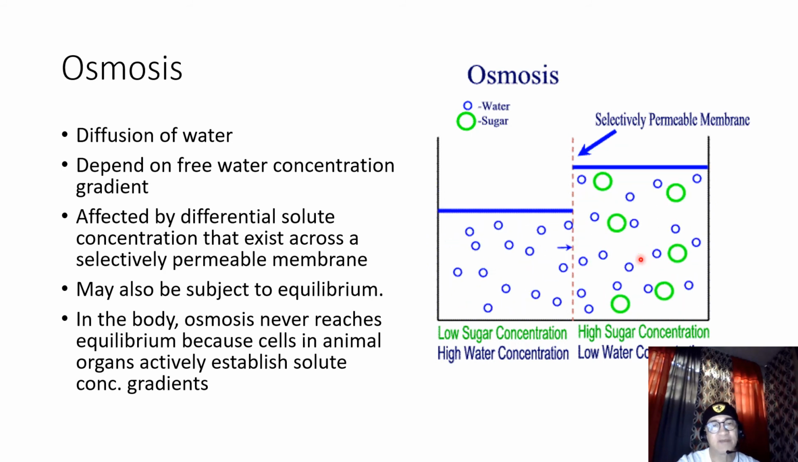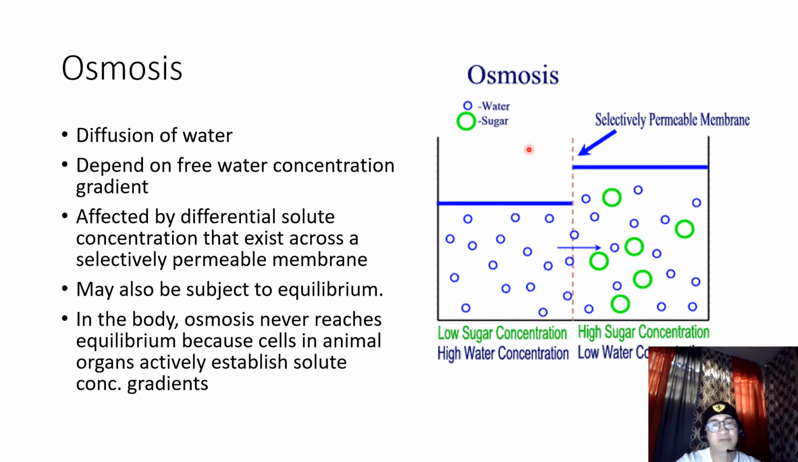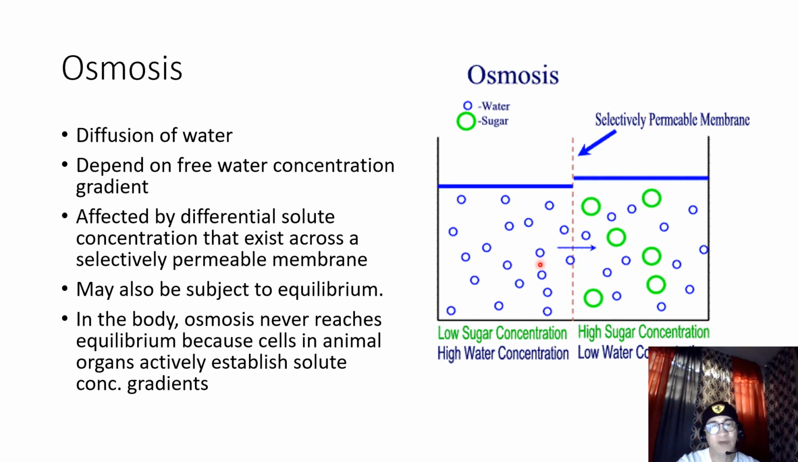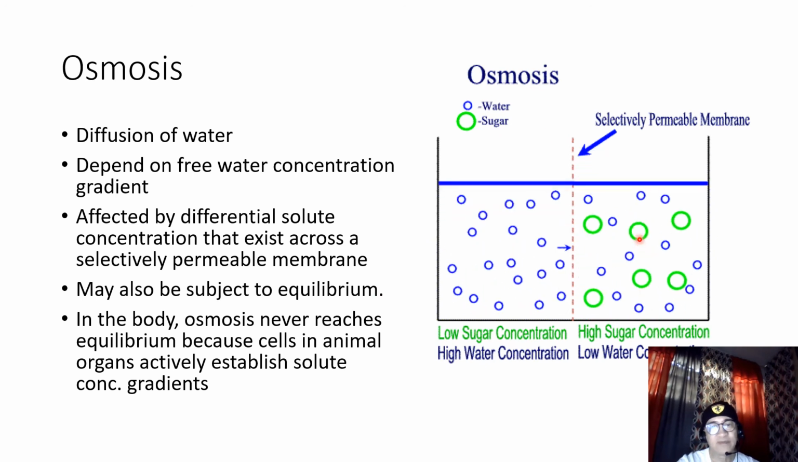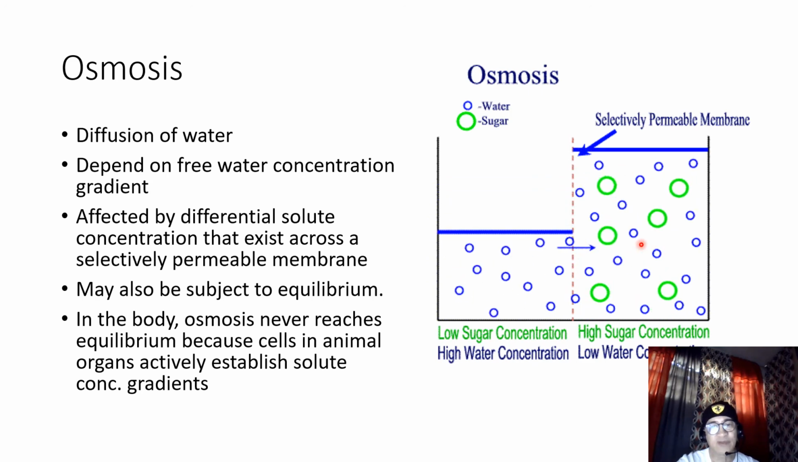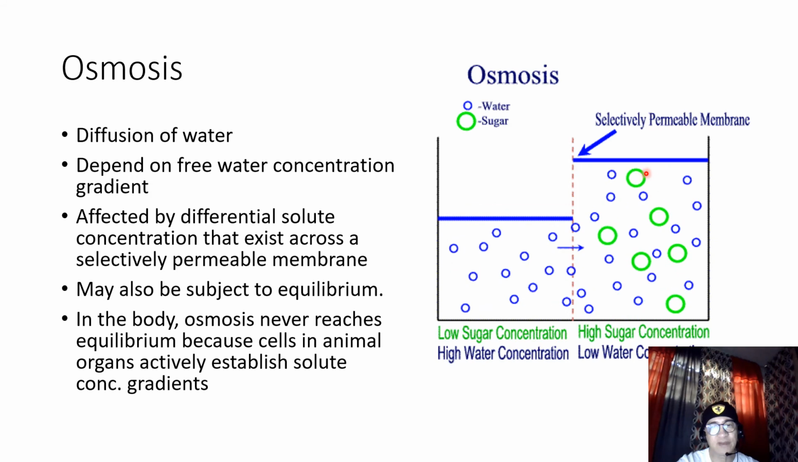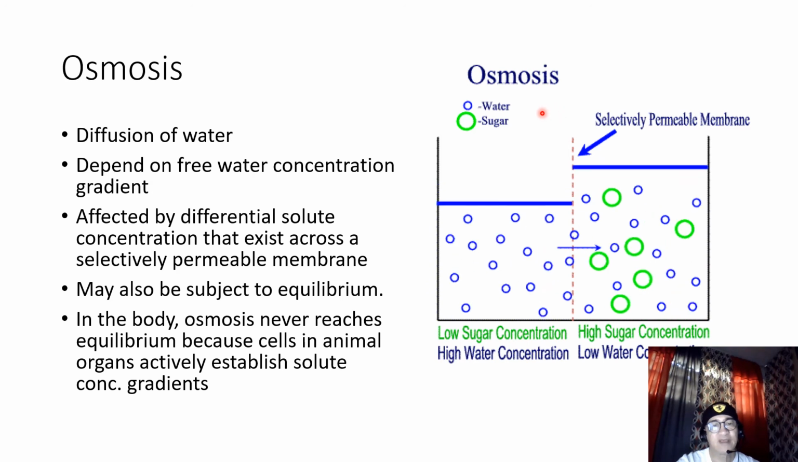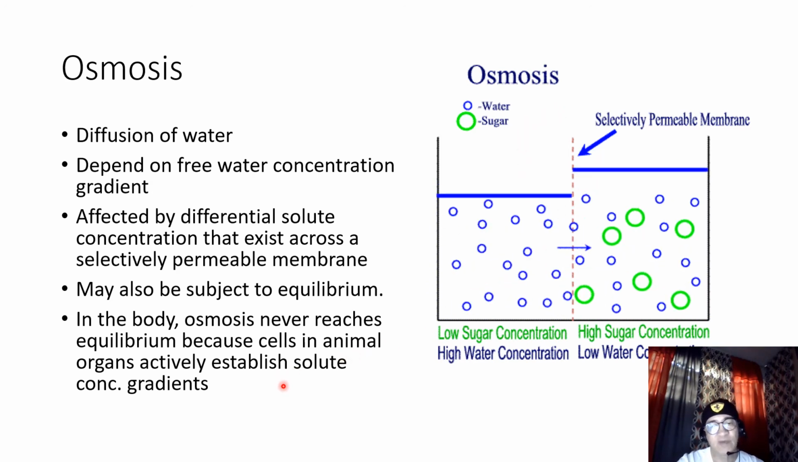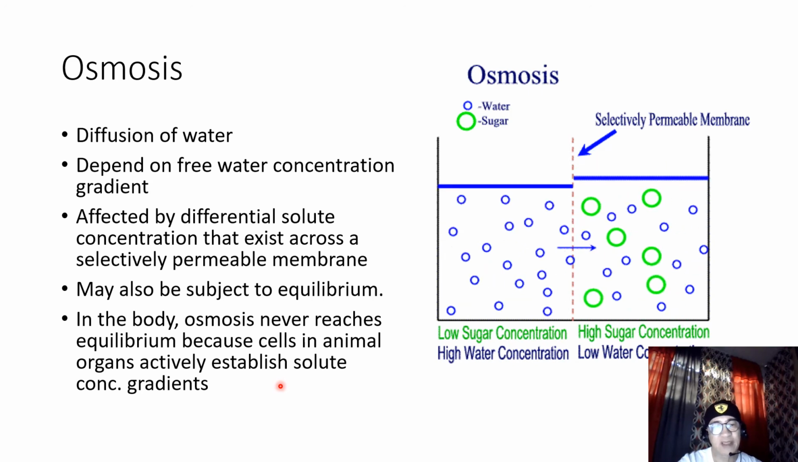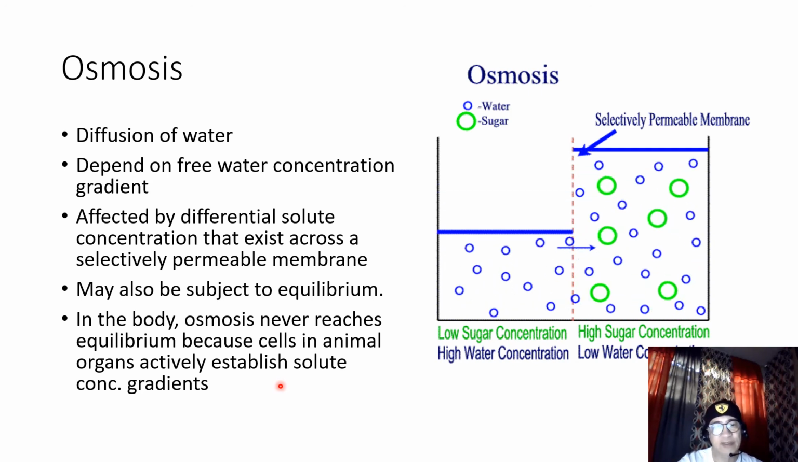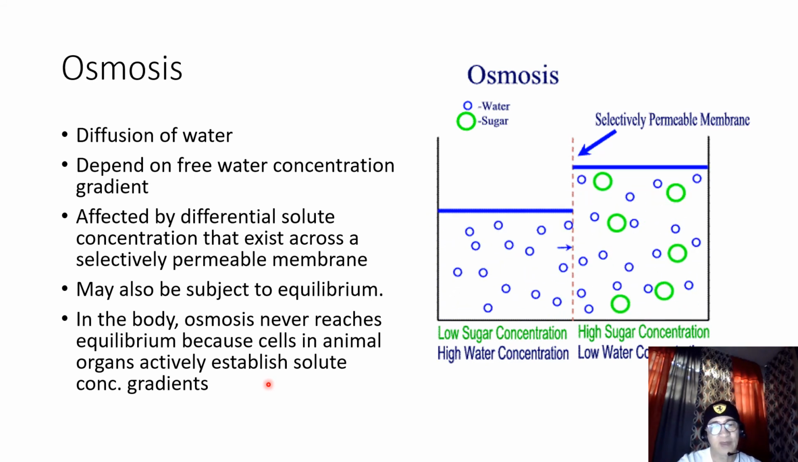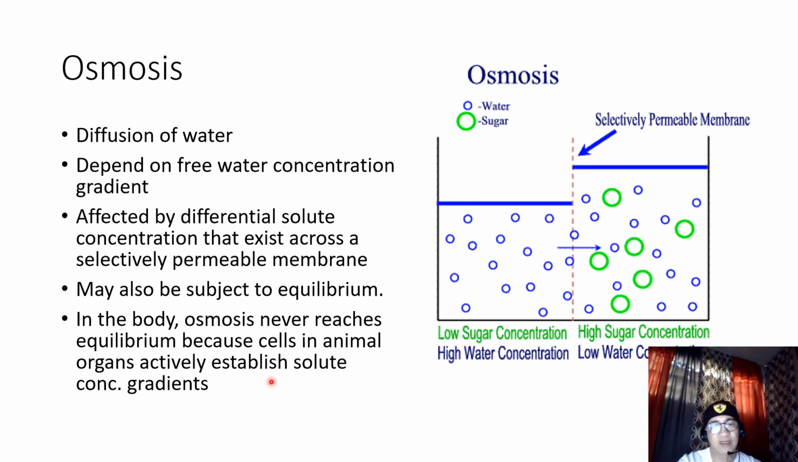Because this is simple diffusion of water, this process is also subject to equilibrium. When the free water concentrations are more or less equal, the diffusion of water stops, and the level of water therefore is maintained at such level. In the body, osmosis never reaches equilibrium because the cells in animal organs, like in the kidney, actively establish solute concentration gradients so that water can continually move from blood to the kidneys.